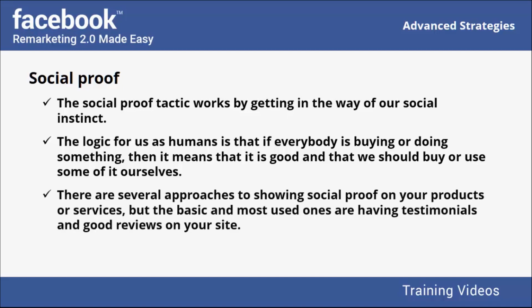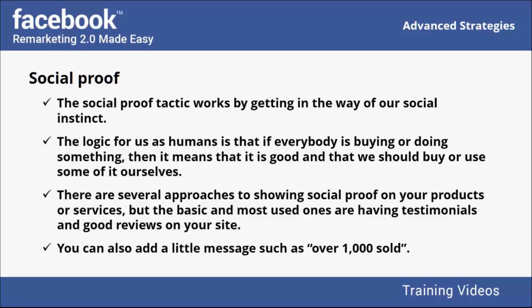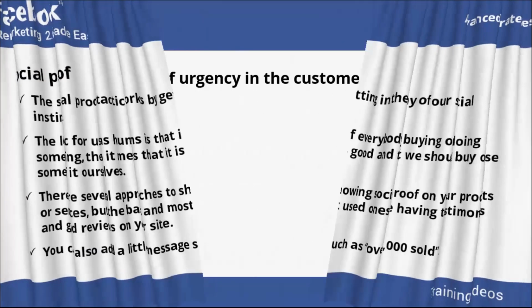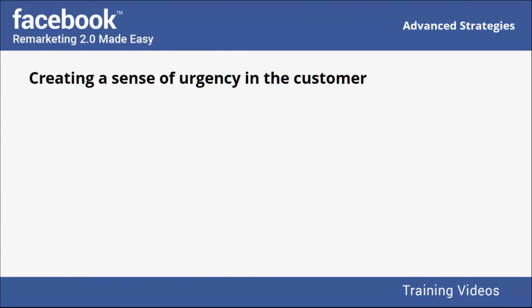There are several approaches to showing social proof on your products or services, but the basic and most used ones are having testimonials and good reviews on your site. You can also add a little message such as over 1,000 sold. Creating a sense of urgency in the customer.